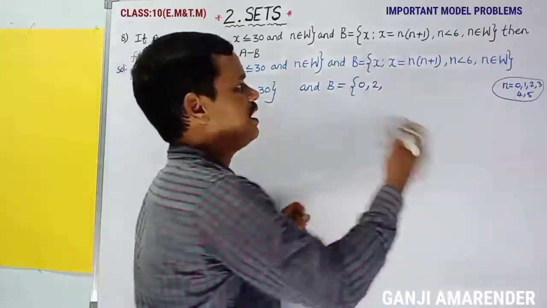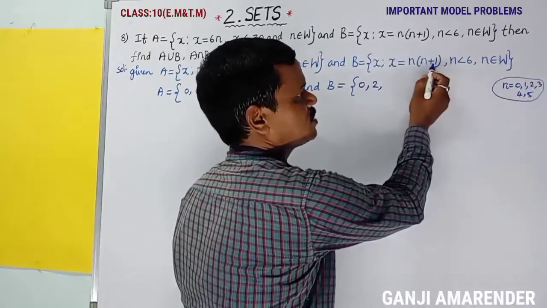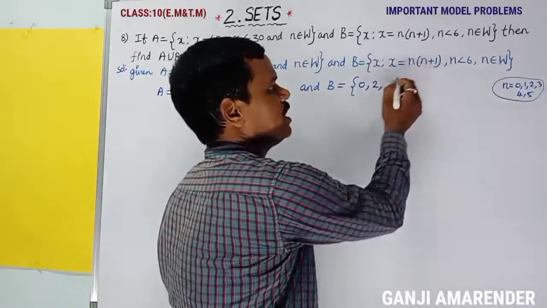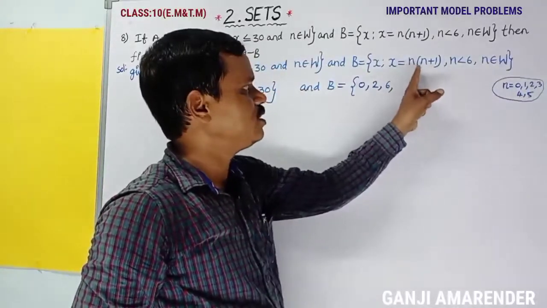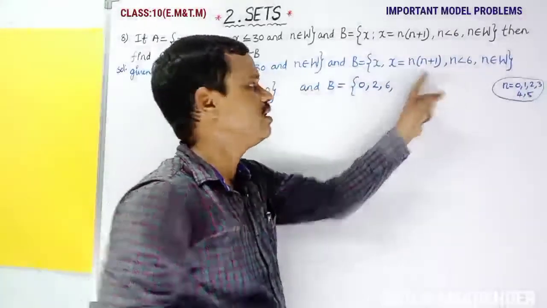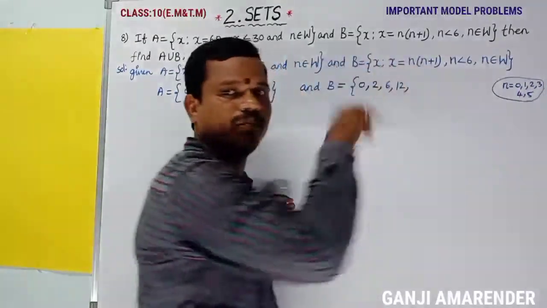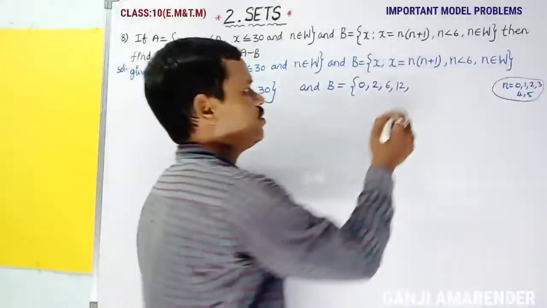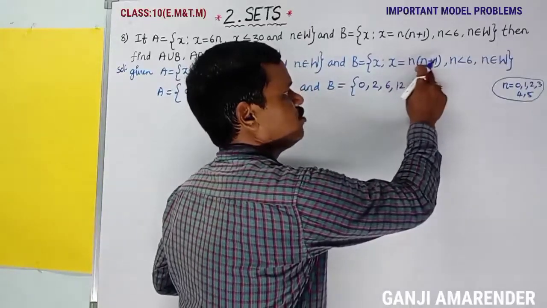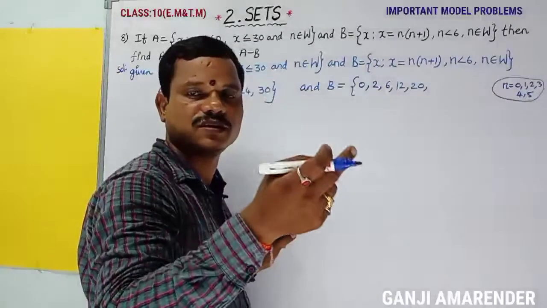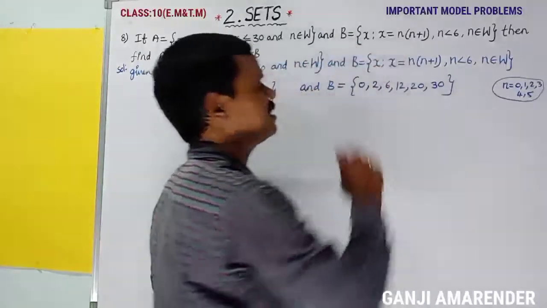Substituting 2: 2 into 2 plus 1, which is 3. 2 into 3 is 6, so 6 is the element. Next, 3: 3 into 3 plus 1, that is 3 into 4, which is 12. Next, 4: 4 into 4 plus 1, that is 4 into 5, which is 20. Next, 5: 5 into 5 plus 1, that is 5 into 6, which is 30. These are the elements of set B.